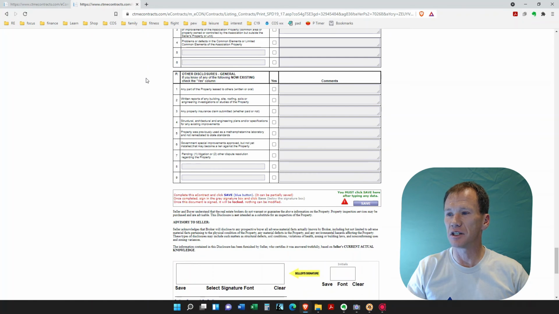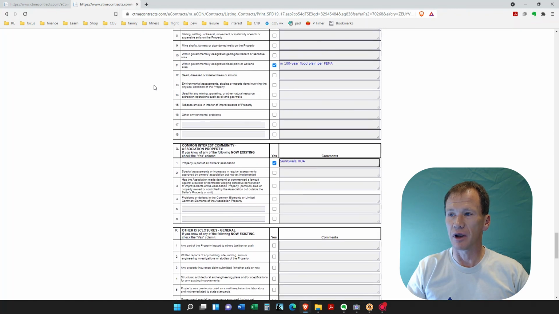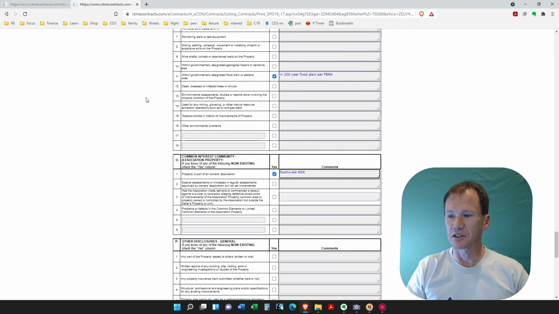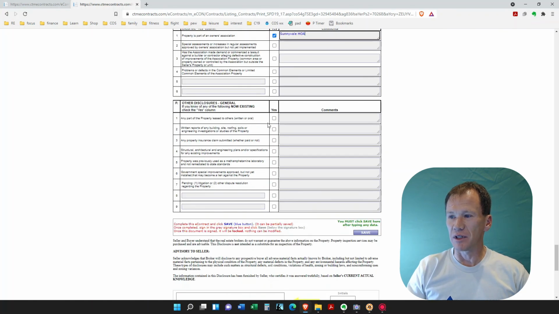And then the last section here, any of the following, now we're back to now existing. The most important thing to note on this form is now existing versus ever existed, right? You can look at the tops of these. Ever existing for environmental conditions. Now existing for the common interest association property. Now existing for these other disclosures. Any part of the property leased to others. Straightforward.